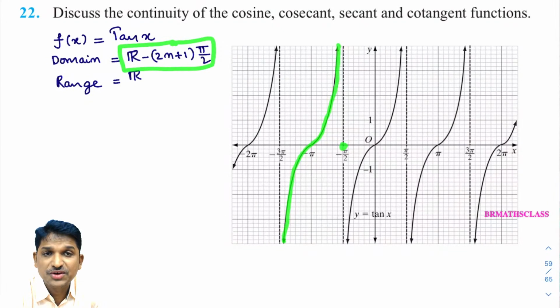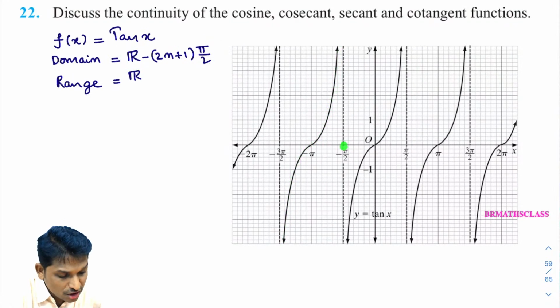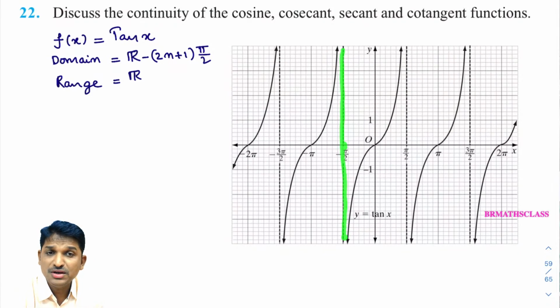What is the domain of this function? All real numbers except odd multiples of pi by 2. Correct. So here, do not worry. Even though there is a gap at minus pi by 2, you need not worry, because minus pi by 2 is not in its domain. I hope you are understanding.